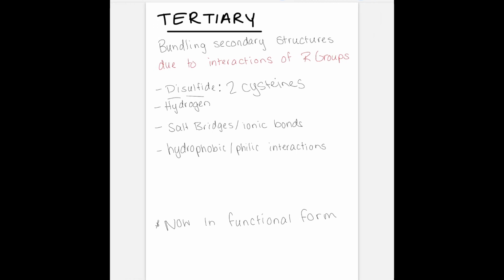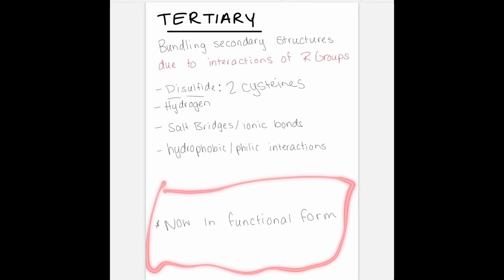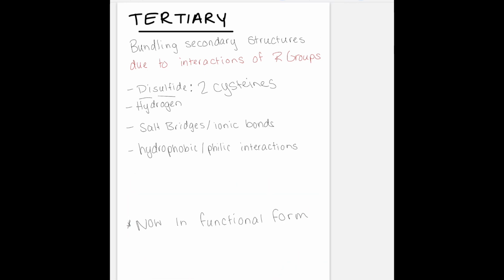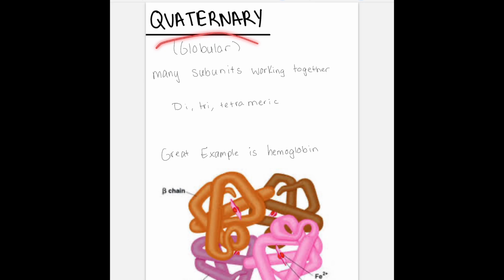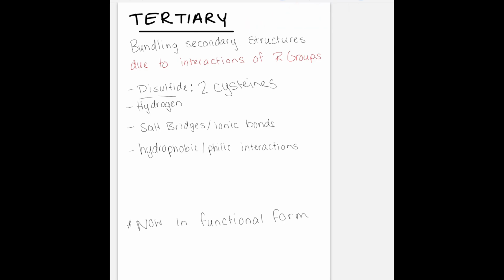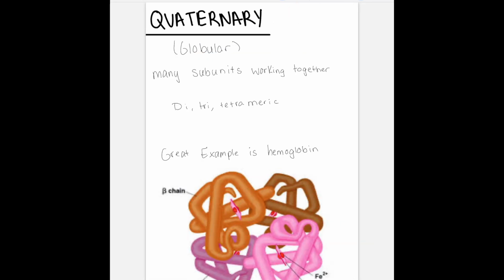All right. And like I said before, we're now in the functional form. This tertiary structure can function on its own as a protein. Or, in some cases, we're going to form a quaternary structure or a globular protein. This is going to be many subunits, so maybe 1, 2, 3, or more of these tertiary structures bound together working as one group. This is where we have the terms: we can say di-, tri-, or even tetrameric. This tells us how many subunits we have in our globular protein.